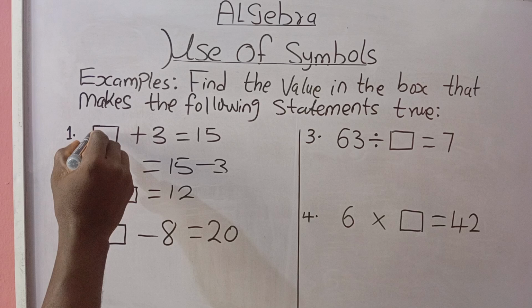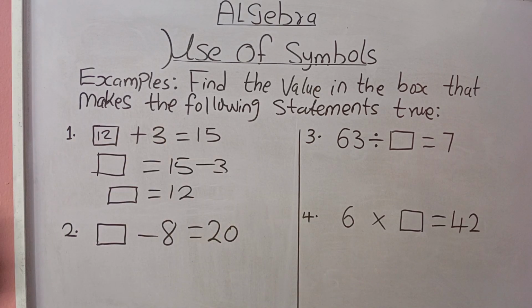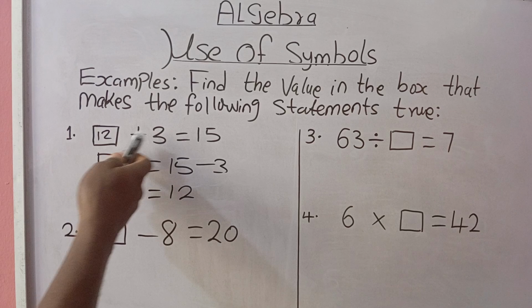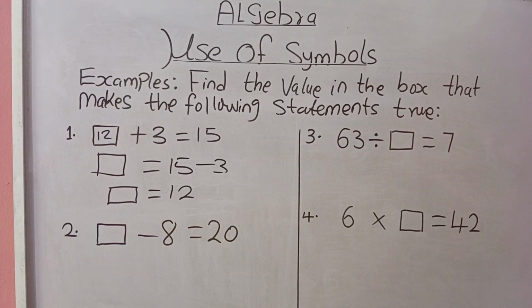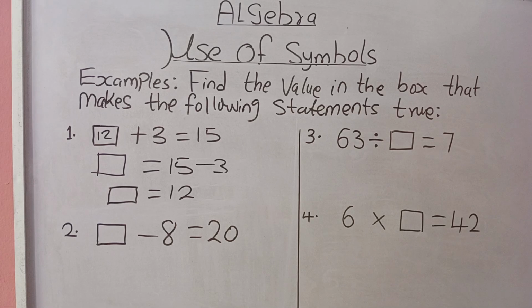So when we have 12 here, that will now be 12 plus 3. Will it give us 15? Of course, yes. 12 plus 3 will give us 15. So the answer to this particular question is 12, because 12 is the number that goes into the box to make the statement true. We can use the same approach in solving number 2.